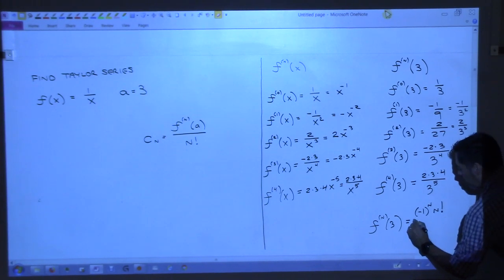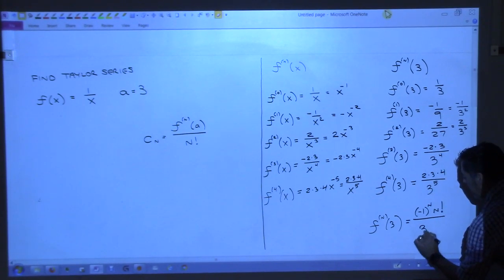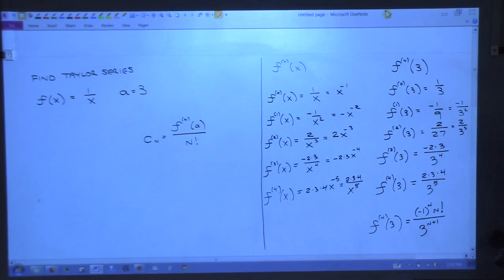And then over, what's the pattern in the denominator? 3 to the 5th, but this is 4. 3 to the 4, but that's 3. 3 to the 3rd. So it's going to be 3 to the n plus 1, right? That way we get a 3 here, then 3 squared. Do y'all see that? Everyone see this?